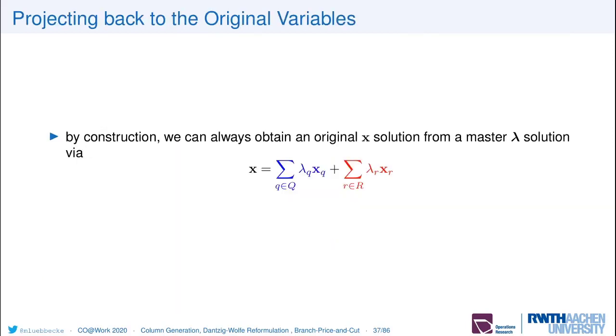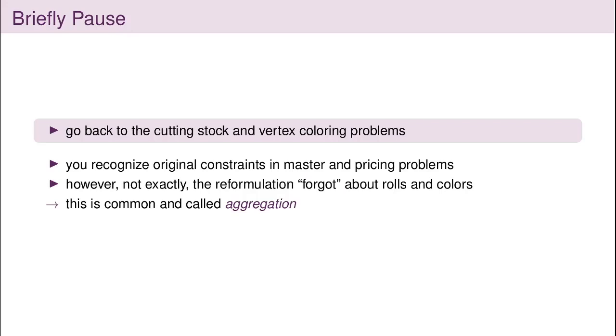Okay. When we're interested in a solution to the original model, we can always project back. So this is by construction the correspondence between the original and these master variables. We can always obtain an original solution from the master solution. So let's just stop here for a second. I encourage you to go back to our two examples, the cutting stock and vertex coloring problems. And now you will see that in the master problems and in the pricing problems, we used constraints that already appeared in the original formulations.